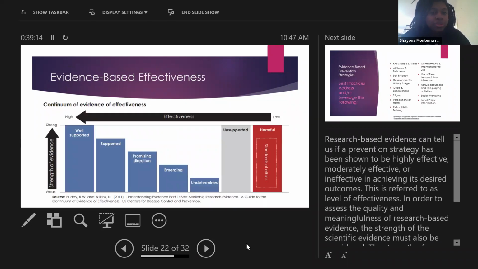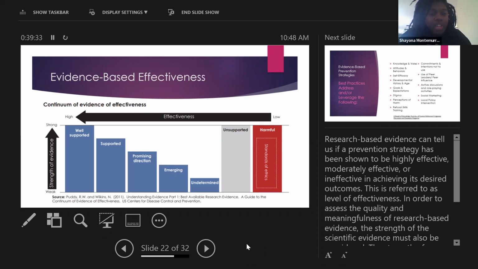So this graph shows the evidence-based effectiveness. A program that has a high strength of evidence and a high strength of effectiveness will be well supported, and it will get you the best evidence.